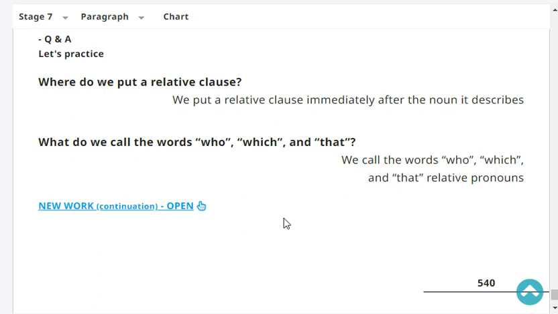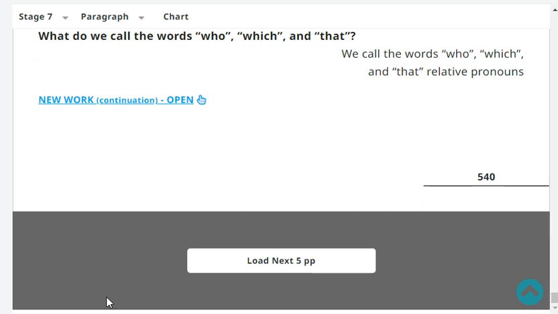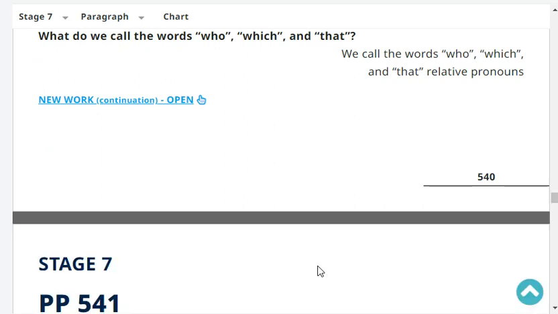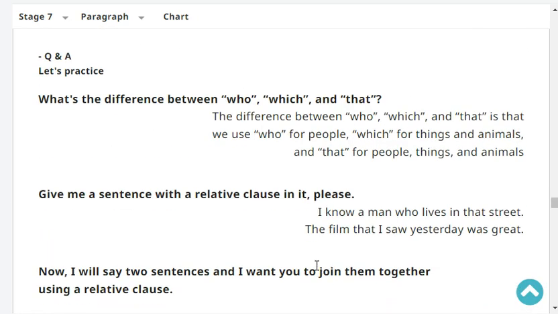What do we call the words who, which, and that? We call the words who, which, and that relative pronouns.